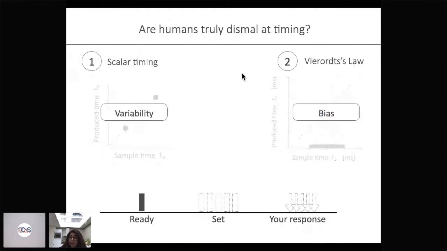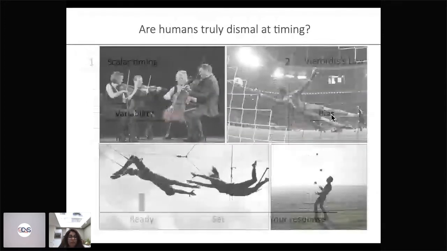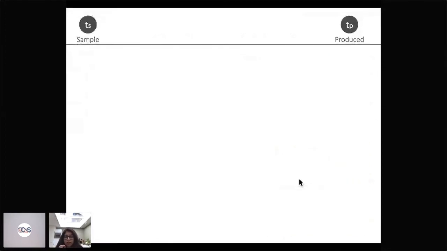So given that our responses are susceptible to this kind of variability and bias, we really might be tempted to believe that we're quite bad at timing. And that runs against all of our intuition about our actual performance in the real world. Because how do we play in ensembles? How do we perform well in sports or catch people on trapezes? The real world daily tasks are full of examples where we have actually quite good temporal precision. So let's try to resolve this conflict through the lens of mathematics.